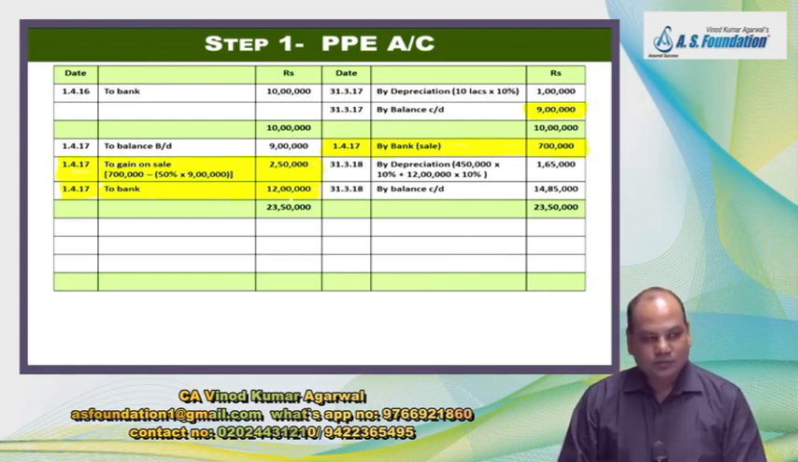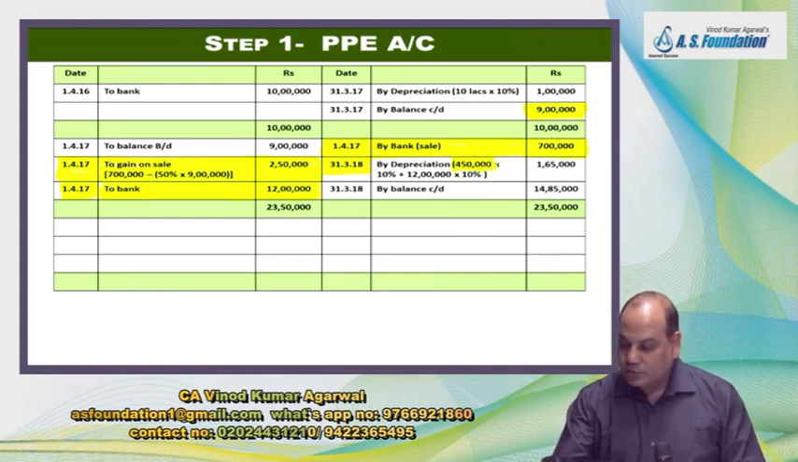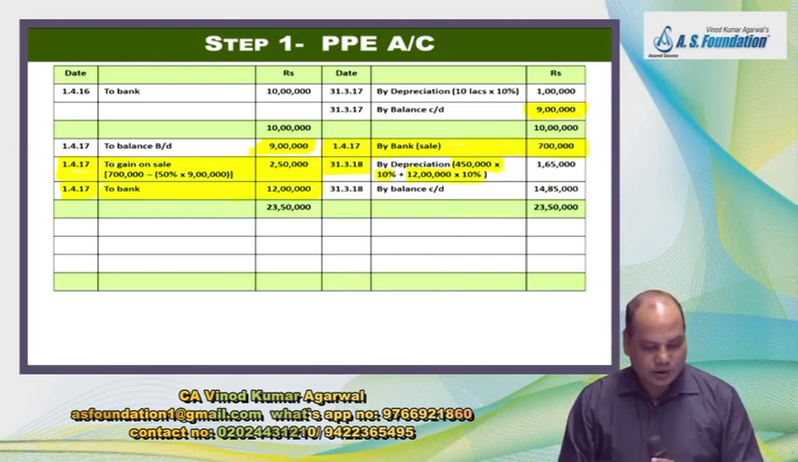Is it right? Yes. Now one more challenge before is to provide depreciation. Now by depreciation, the opening balance of the remaining fixed asset is 4,50,000, right? Half is sold, so half is 4,50,000 into 10%, and this new fixed asset of 12 lakh purchased in this year at the beginning into 10%. Check the calculation. Is it 1,65,000? By balance carried down. Check the balance carried down. 14,85,000.